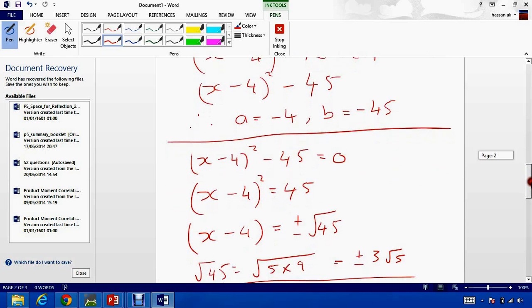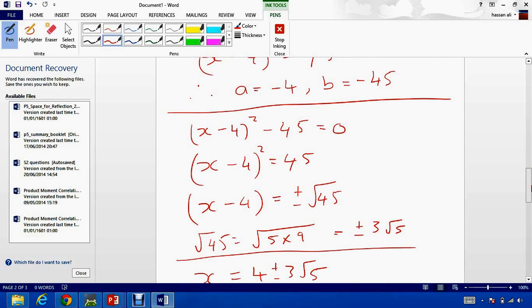as required. Now if you're confused with simplifying these surds here, root 45, have a look at the surds video and that will get you going.